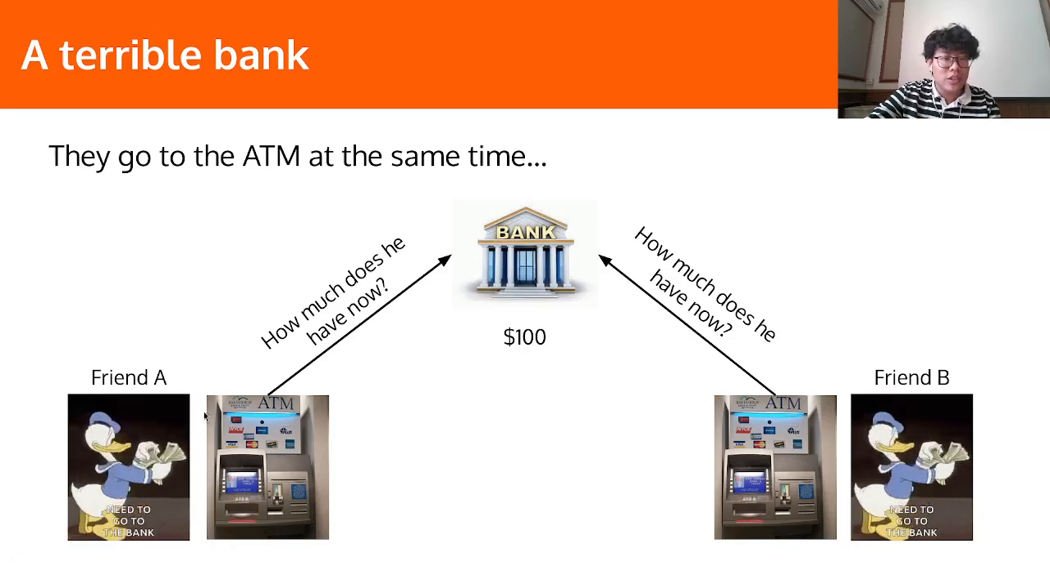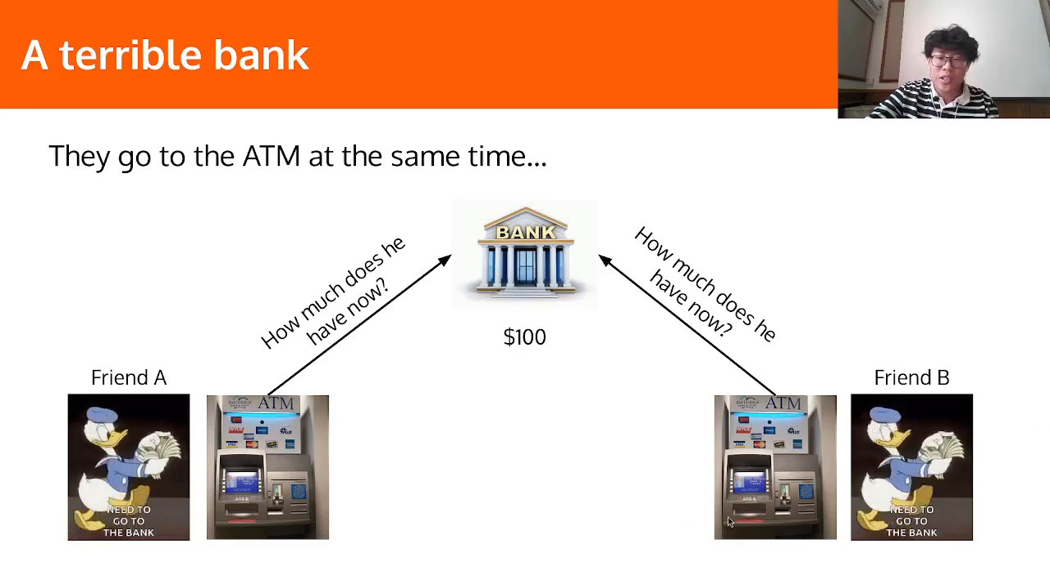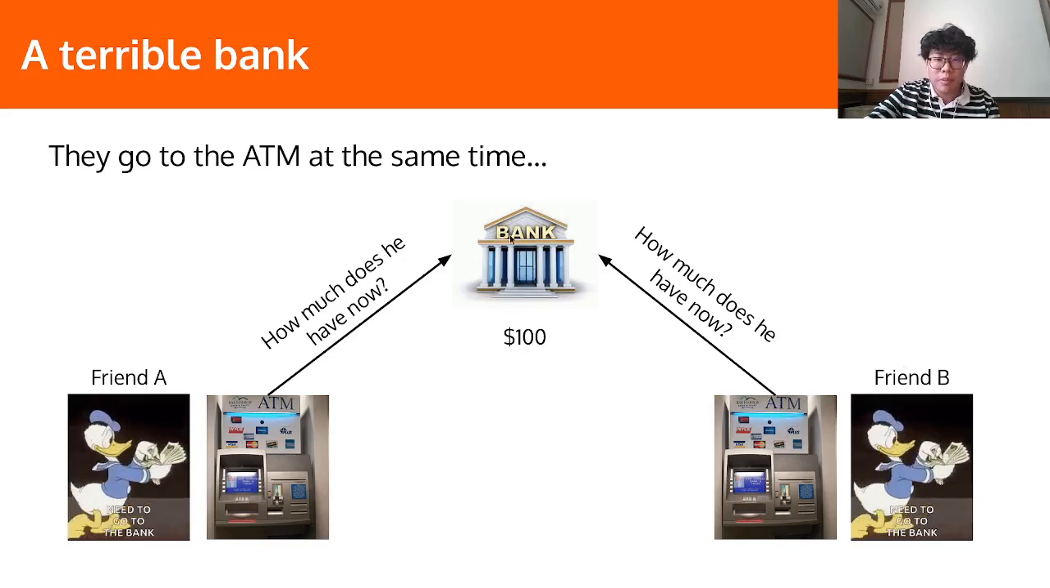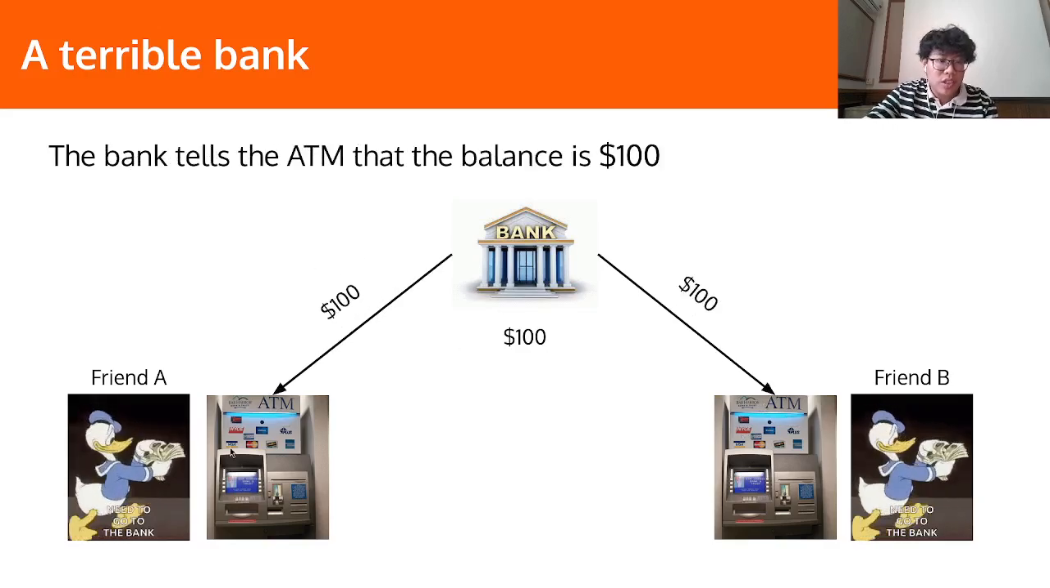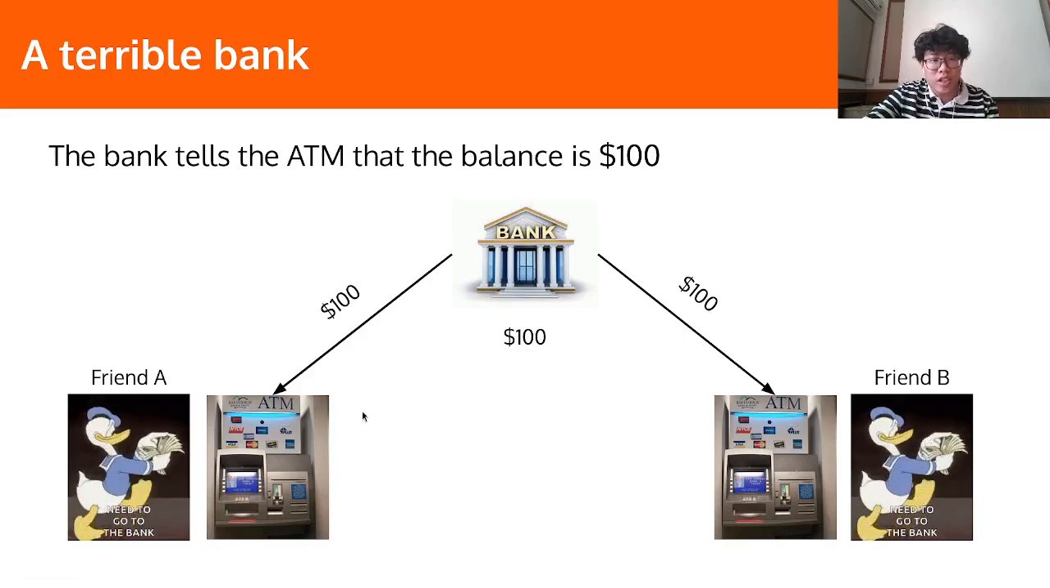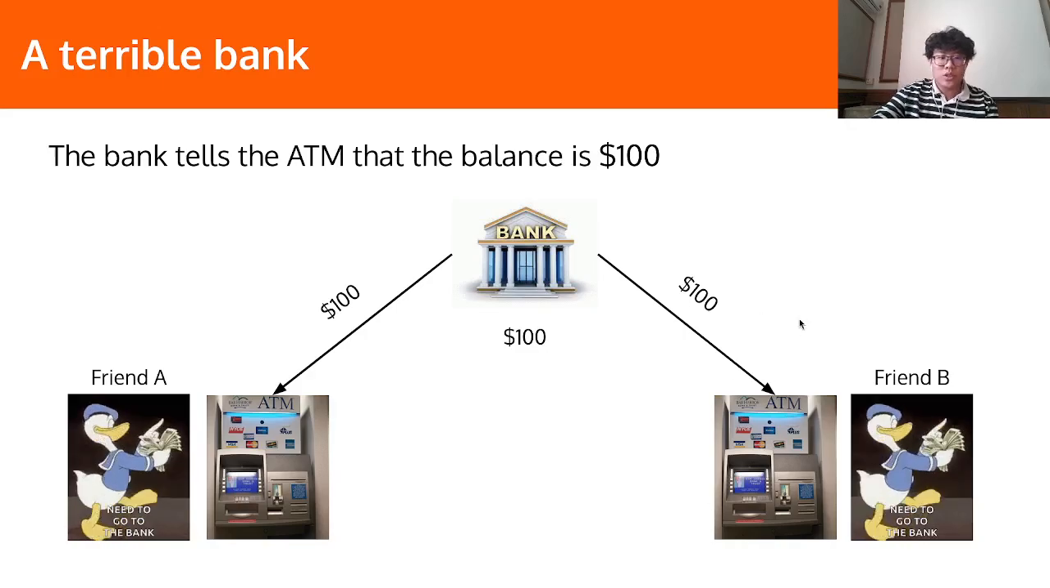Okay, so your friend A goes to the ATM, and your friend B goes to the ATM, and they both go at the same time. We can think of the bank as a central server. So now the ATM asks the central bank server, how much money does this person have in the bank right now? And the same thing happens on the other side, friend B goes to the other ATM, and the ATM asks the bank server, how much does he have in his bank account? The bank tells each ATM that your balance is $100. So this ATM knows that you have $100, this ATM knows that you have $100. So far, so good.